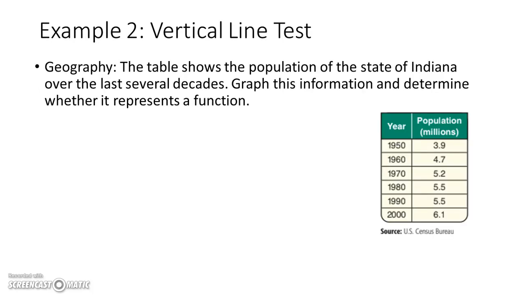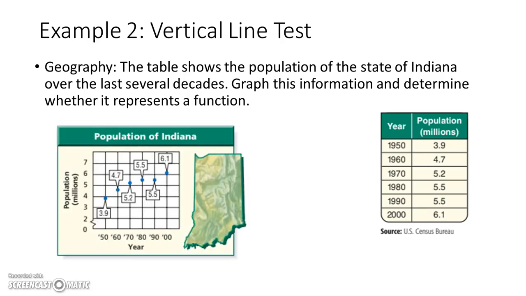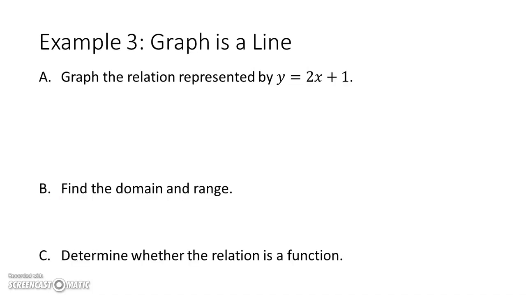So our example here, example 2, vertical line test. We have a table. We're going to graph this. It's 1950 to 2000. And we got our ranges. So when we graph, here are our points. And then to check to see if it's a function, we can use the vertical line test. And then we're just going to draw a line left to right. Notice that no vertical line can be drawn that contains more than one of the data points. Therefore, this relation is a function.